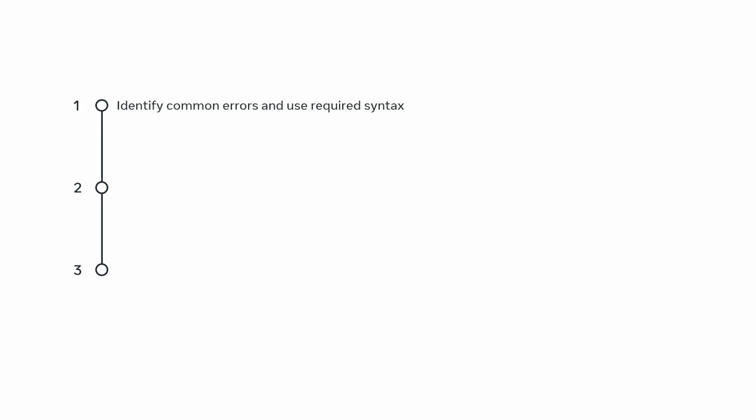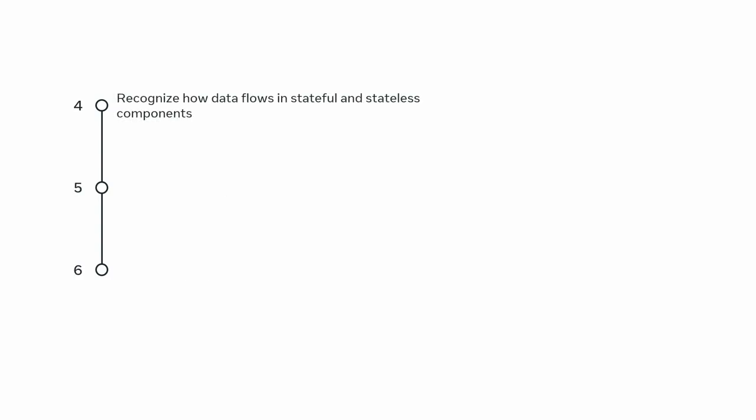After completing this module, you are now able to identify some common errors associated with events and use the syntax required to handle them. Use an event to dynamically change content on a web page. Explain the hierarchical flow of data in React. Recognize how data flows in both stateful and stateless components. Explain the concept and nature of state and state change, and use common methods to manage state in React.